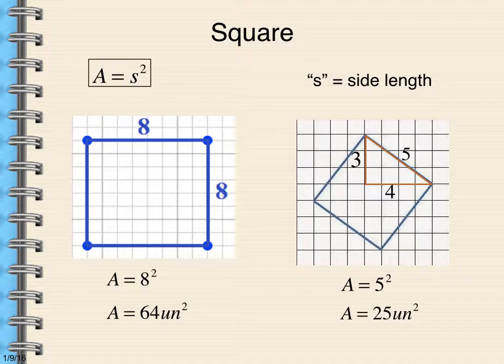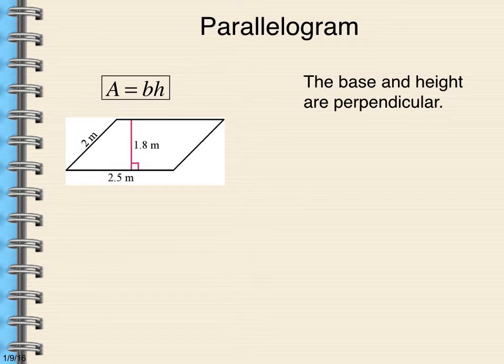Let's look at a parallelogram. The formula for the area is base times height. And again, the base and height will be perpendicular. So you have 3 numbers, 3 measures in this parallelogram. Which one do you want to call the base? Which one do you want to call the height? And now we're going to multiply 2.5 times 1.8 to get 4.5 square meters. And that's easy enough. Area equals base times height.